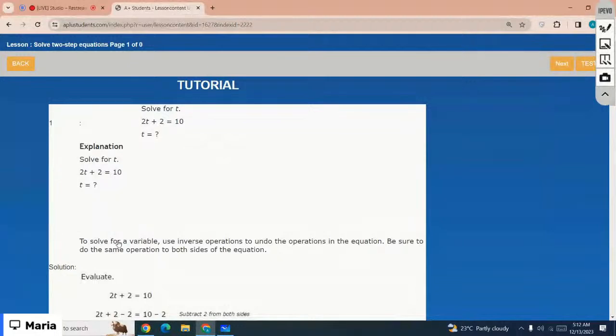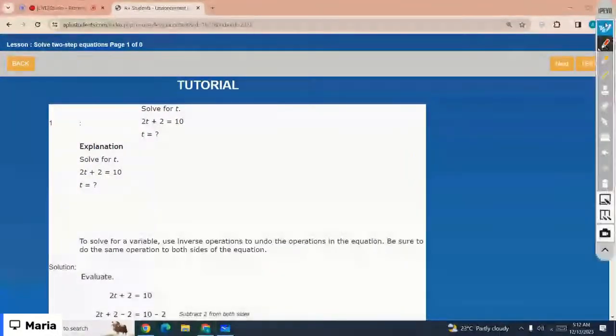So basically the concept of solving one, you need to undo the operations, you need to isolate the variable. For example, the first one is 2t plus 2, right? So you need to isolate the variable t. So first of all, you need to remove that 2 from here, right? 2 is adding, so you need to subtract it from both sides. Just undo all the operations.